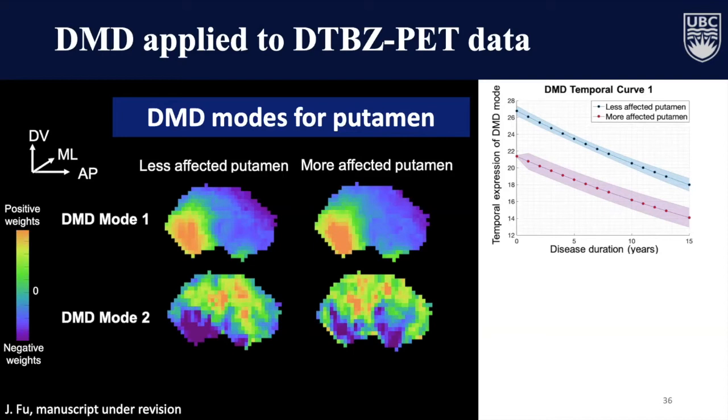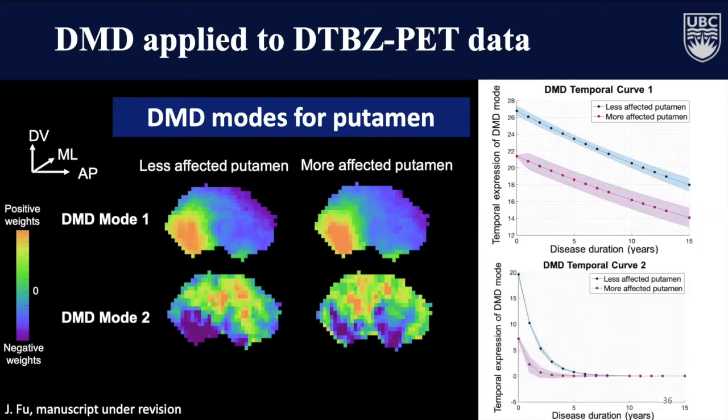And the second pattern that we obtained showed more of a dorsal ventral gradient in the putamen. The expression of this gradient changes only exists in the early disease stage and drops very sharply after around 4 years of disease. It is primarily only in the less affected putamen and not so much in the more affected putamen. The less affected putamen is the blue one, and the more affected side is the red one. So we think this spatial pattern may be related to disease initiation rather than progression.